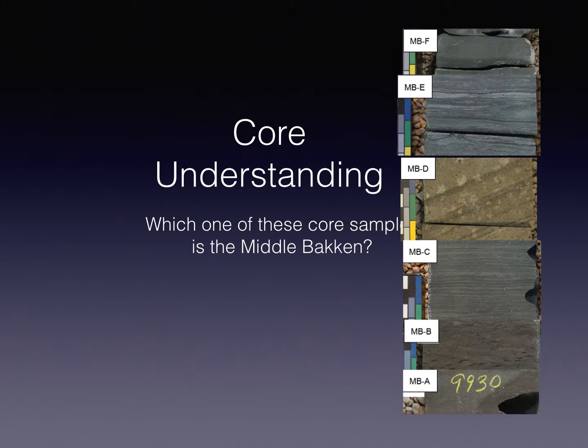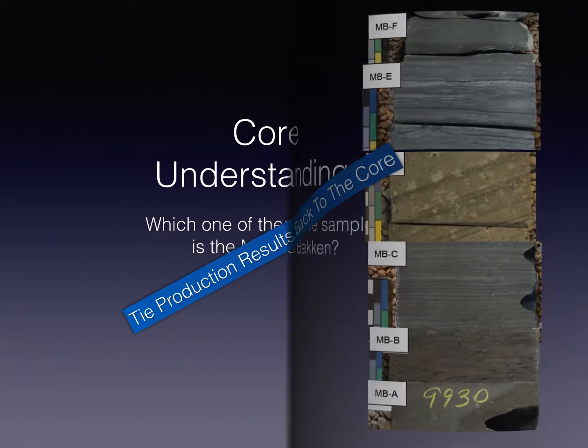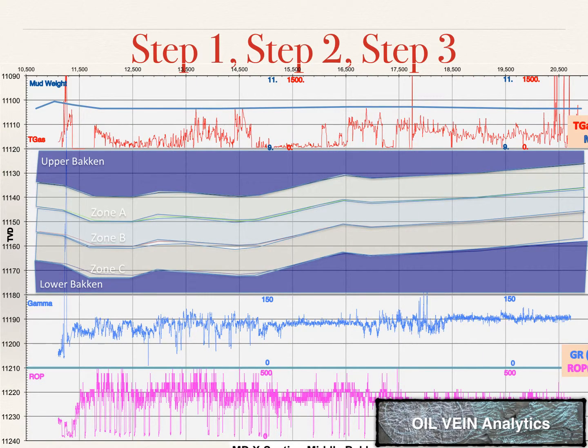Now, knowing this, what we do simply is we're going to tie production results back to the core, or back to the layers that are giving us the production. So let's see how we do this. So here's how our oil vein analytics begins. First off, we figure out, with all our petrophysical knowledge in our team, how to categorize where a well goes.